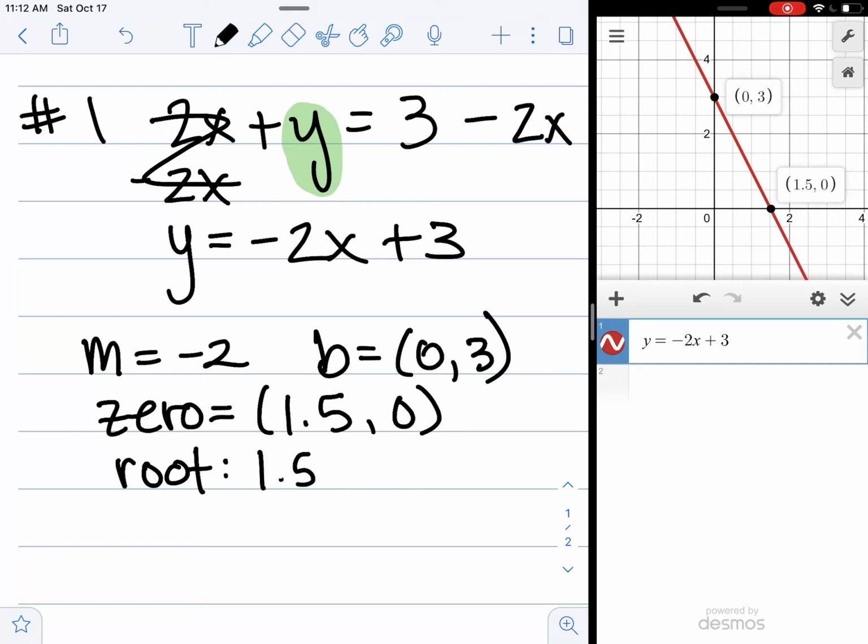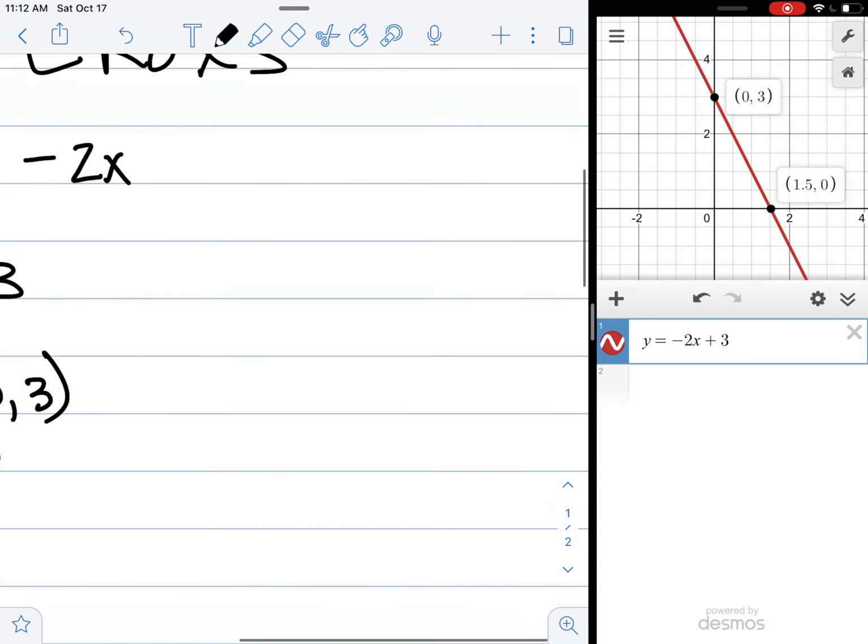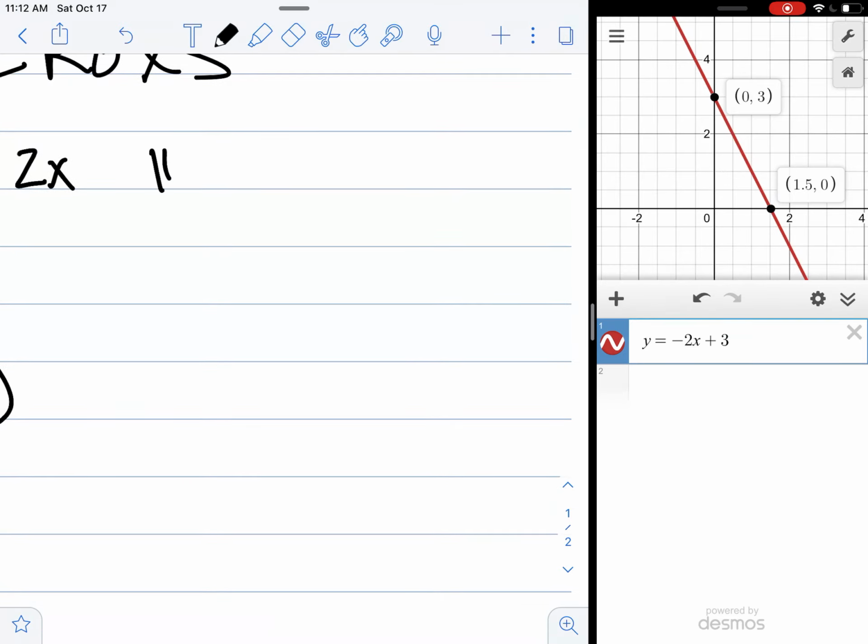All right, and that is the 3 attributes that you're going to need to find. Okay. Again, you can look at your calculator to verify those attributes. But you can also look at your equation. But again, you have to convert it from standard form to slope-intercept form in order for you to figure this out.